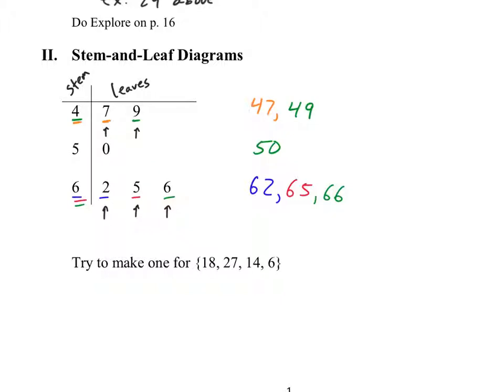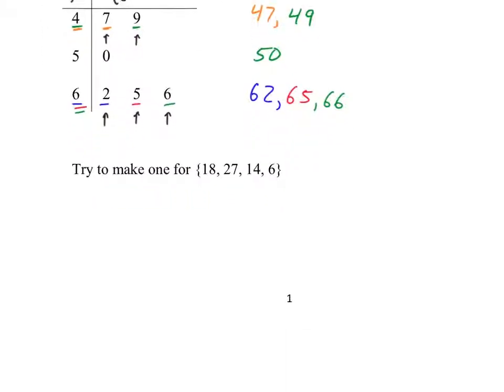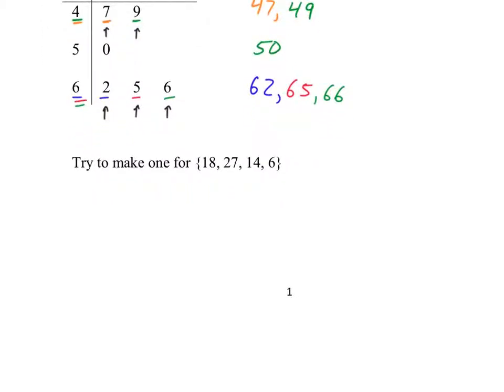Okay, so now we want to go through and try to make one for these 4 numbers here. So I'm going to first start by doing my grid. So I have the stem there on the left, I have my leaves on the right. And I like to first figure out what numbers go here. Well, we have 18, so we have a 1, and the 1 for 14 would be in the same place.